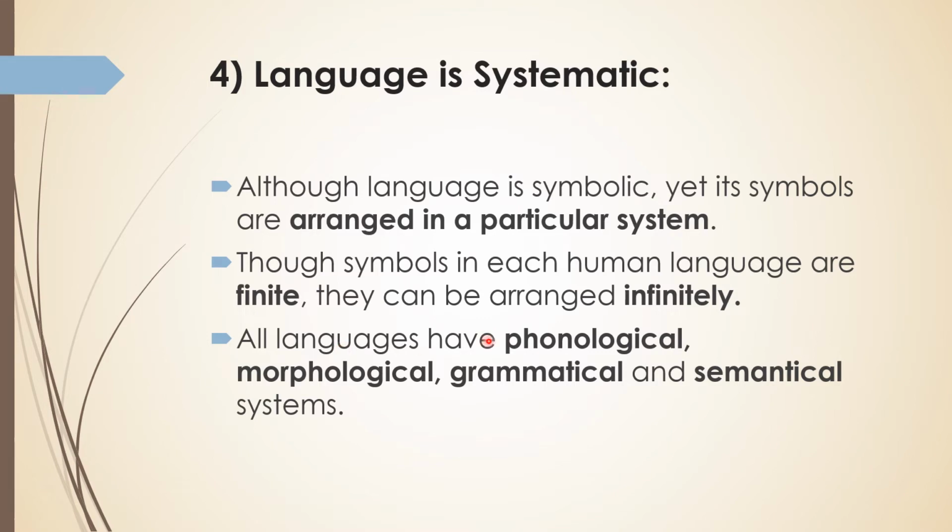And all languages have phonological, morphological, grammatical, and semantic systems. So we talked about the languages which are existing at this moment. All languages have those systems. That means they have a sound system, a word system, a sentence pattern system, and of course they are for meaning. Those symbols refer to meanings.